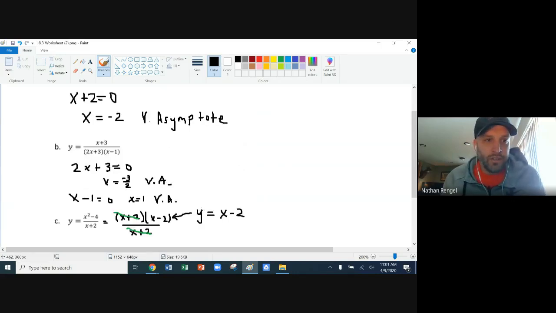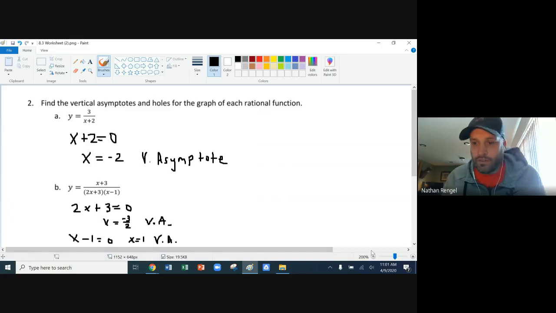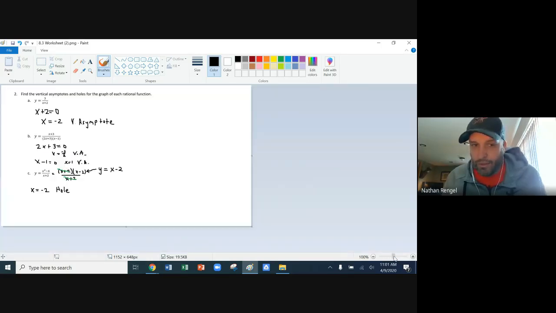So there is problem 2. I think that's all we had to do. We had to find the vertical asymptotes and holes. We didn't have any that had both. We just had one or the other, but there would be our results for number 2.